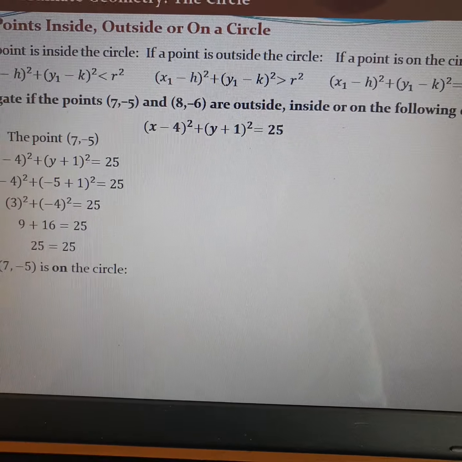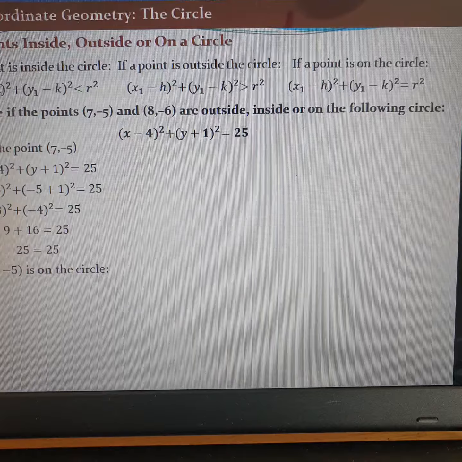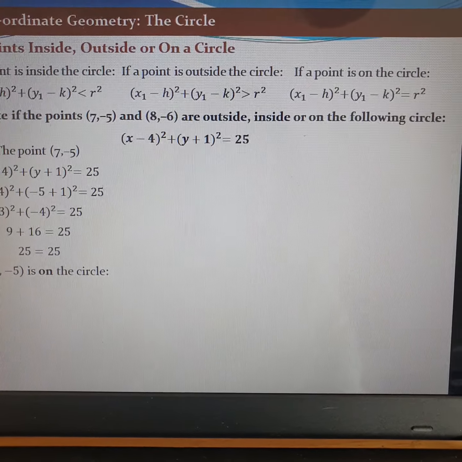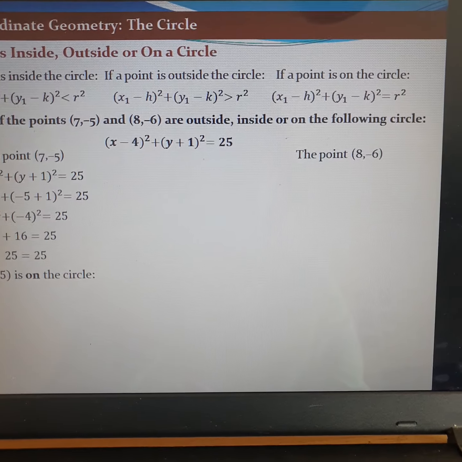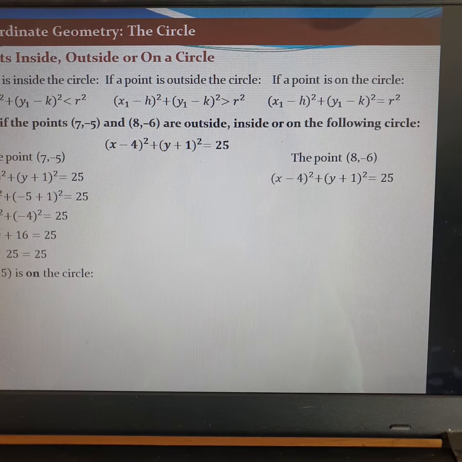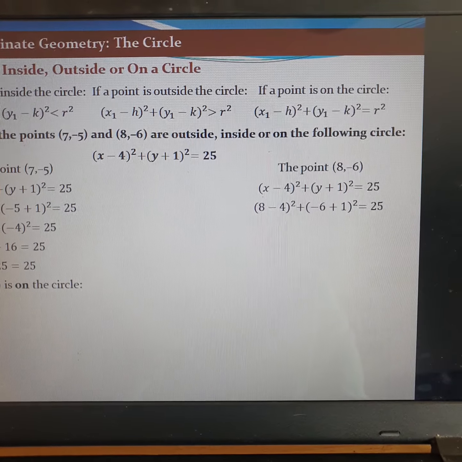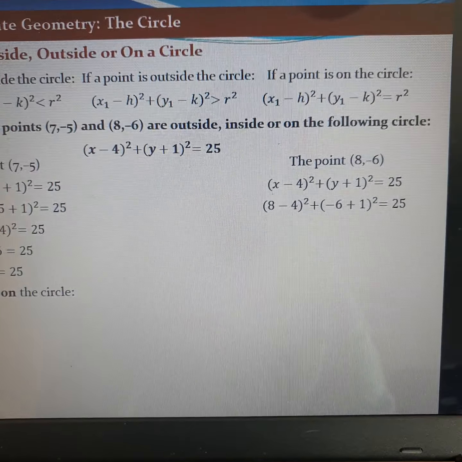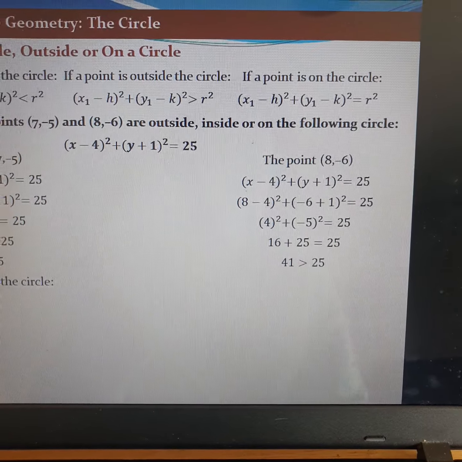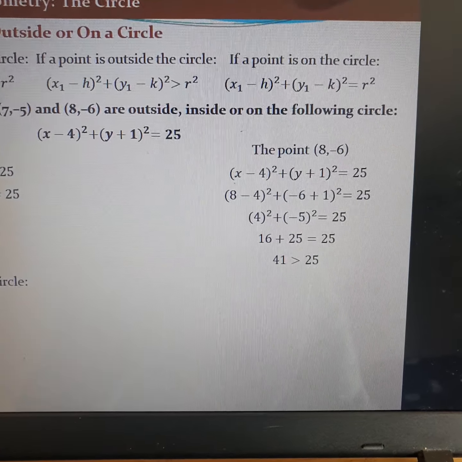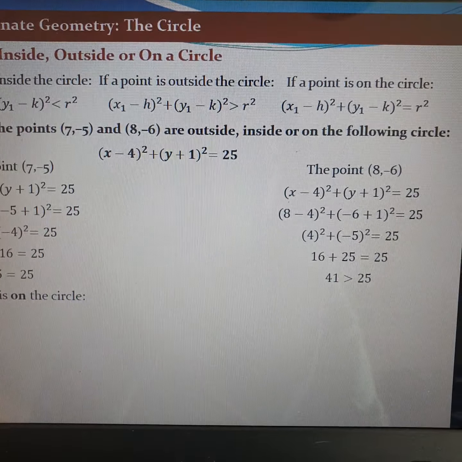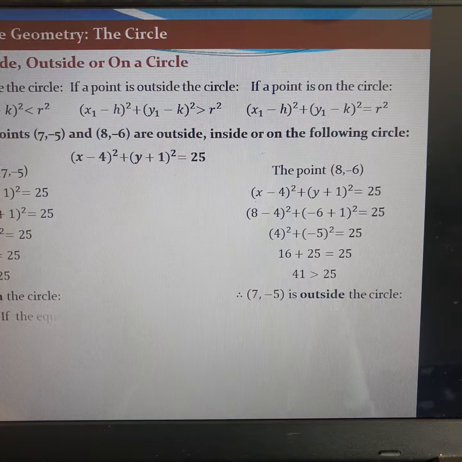Let's take the other set of coordinates, (8, -6), and figure out whether that point lies outside, inside, or on the circle. We'll call that x, we'll call that y, and plug it into our equation. I'd always mark x and y, right? And let's see what we get here. So we get 16 plus 25, so we get 41 on the left-hand side. That's not equal to 25. It's actually greater than 25. So what can we confirm? That it's greater than r squared, so it lies outside the circle.